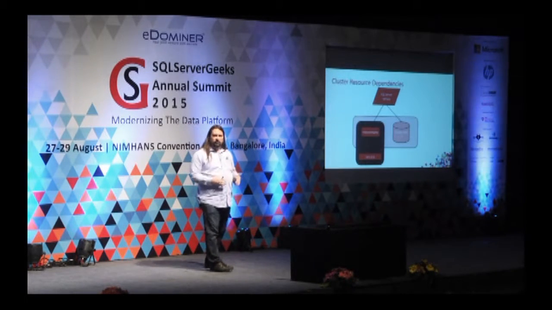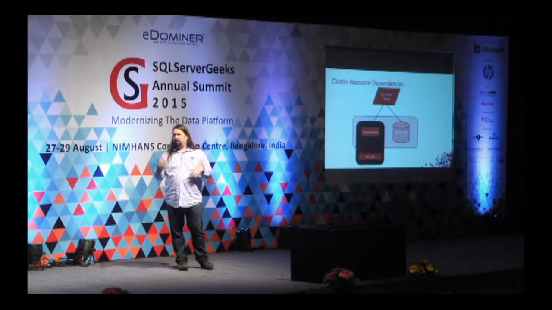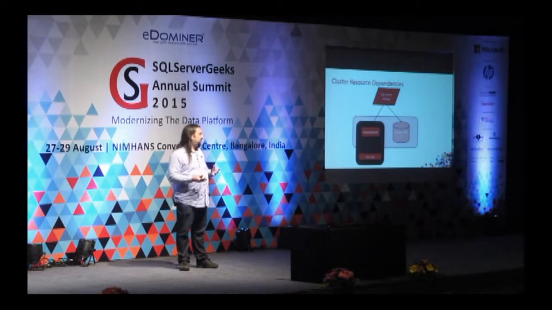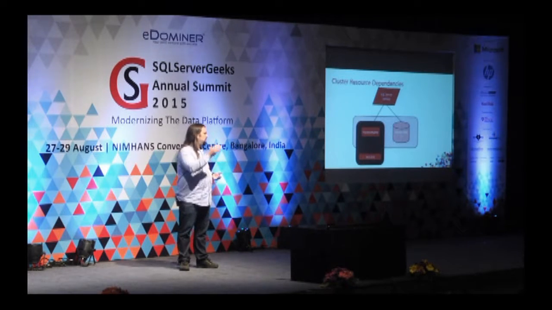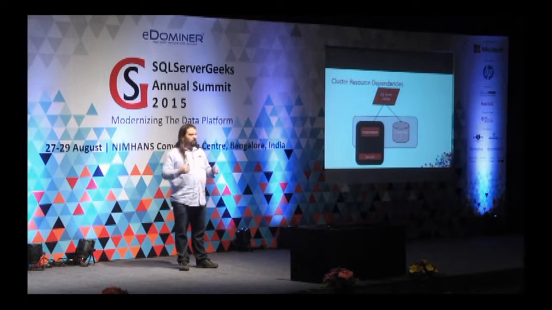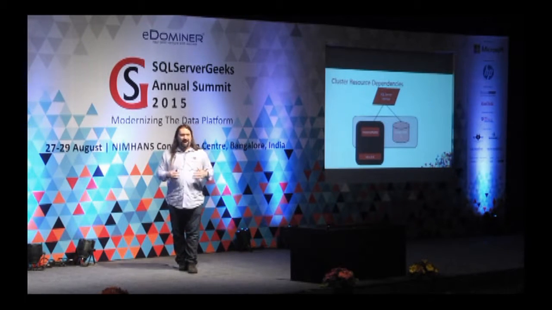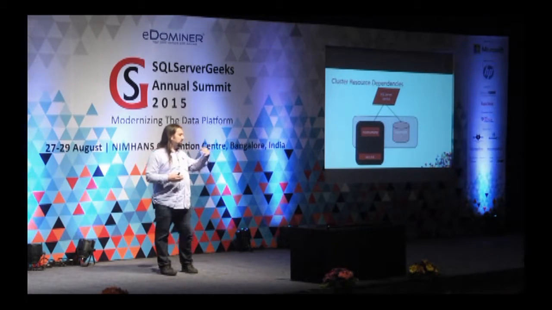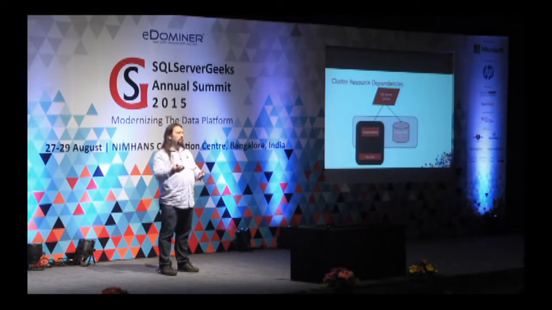Now, fortunately, when you do the initial SQL Server install, it's going to set up all these dependencies for you right out of the gate. When you install it, it asks you what IP you're going to use, what network name, what hard drives. So it'll build all those dependencies for you. But as time goes on, you may need to add additional hard drives. You may need to add a new IP address if you've got an additional network segment that you need to be able to support for some reason.